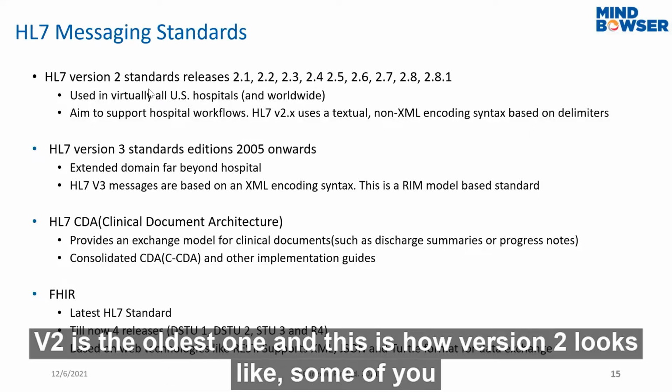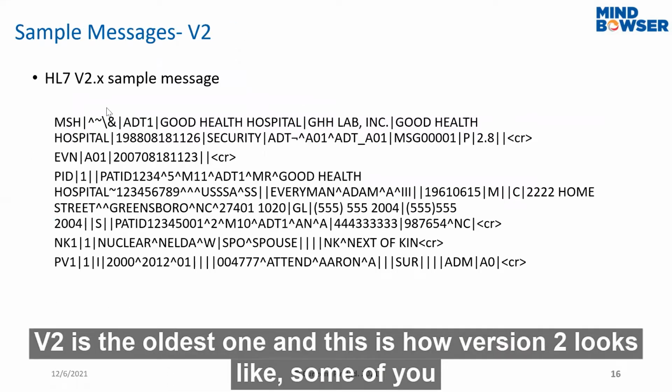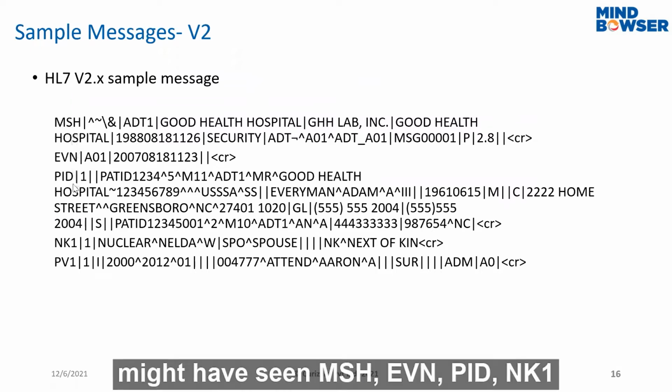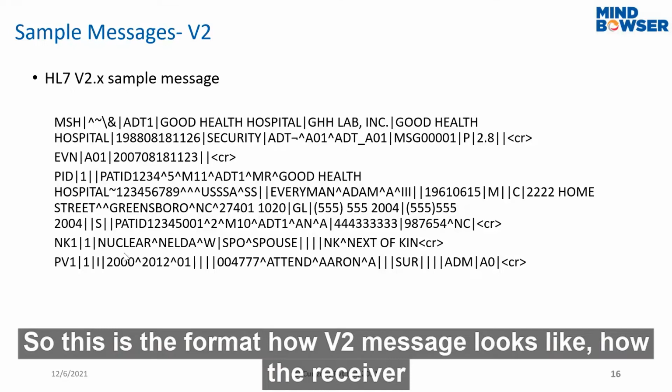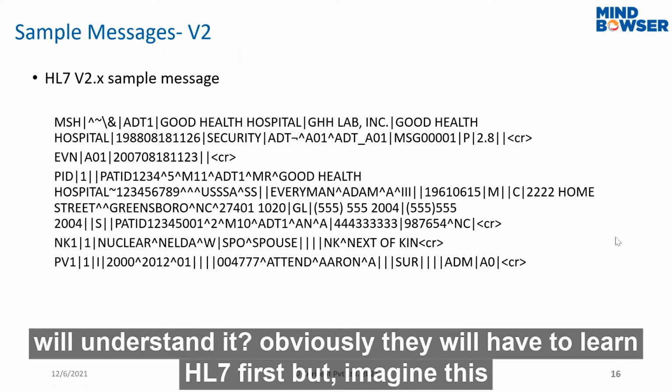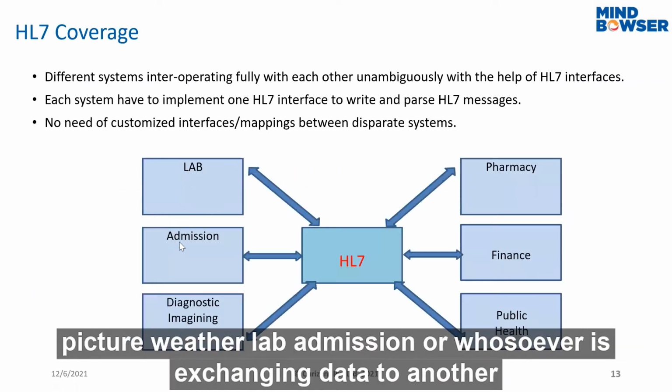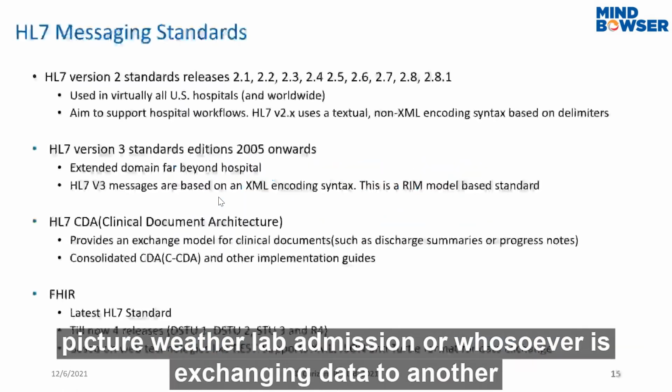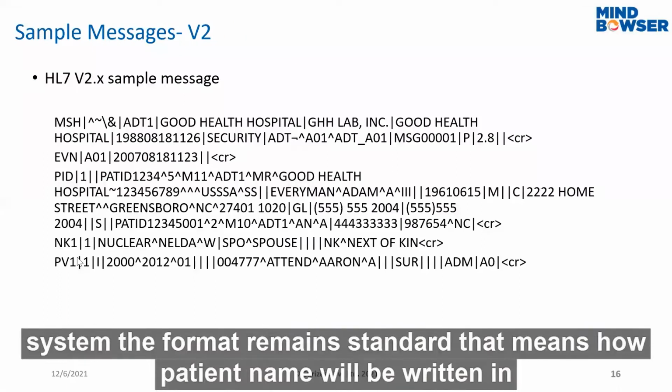Let's see. Version 2 is the oldest one, and this is how version 2 looks. Some of you might have seen MSH, EVN, PID, PV1. So this is the format of how a V2 message looks. How will the receiver understand it? Obviously, they will have to learn HL7 first. But see, imagine this picture: whether lab, admission, or whomsoever is exchanging data to another system, the format remains standard.